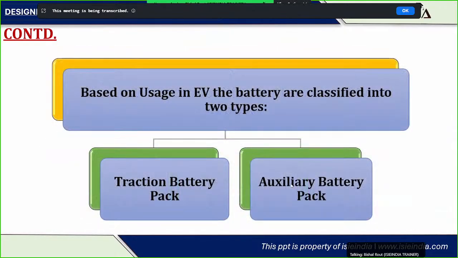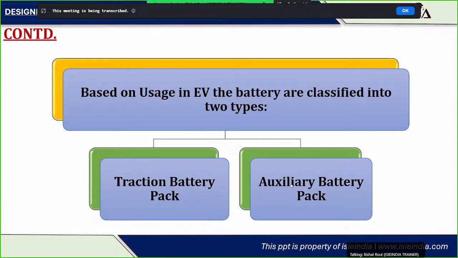Then, based on electric vehicles, our battery is further classified into traction battery pack and auxiliary battery pack. Basically, the traction battery pack is the battery pack we utilize for the vehicle propulsion unit, and in today's video we'll focus more on this traction battery pack. The auxiliary battery pack is used to give power to the auxiliary equipment, meaning equipment that works on low voltage supply like 12 volt, and Tata vehicles work on a 24 volt system.